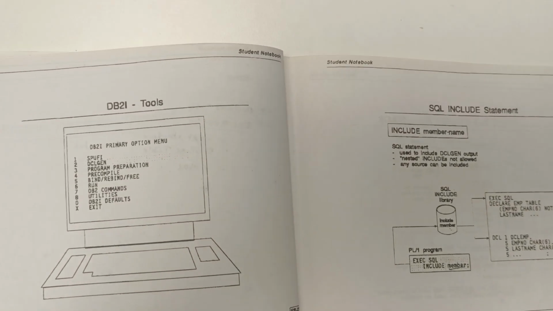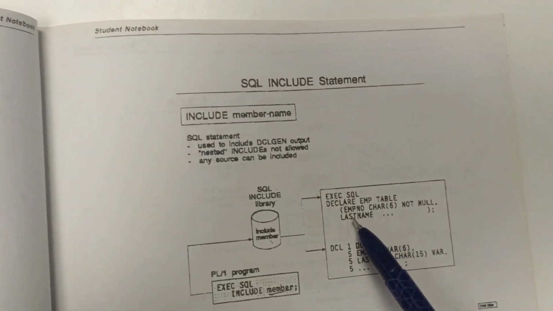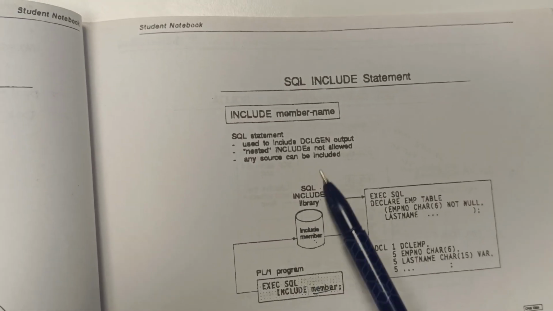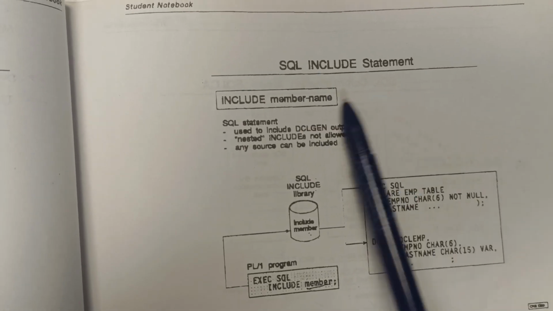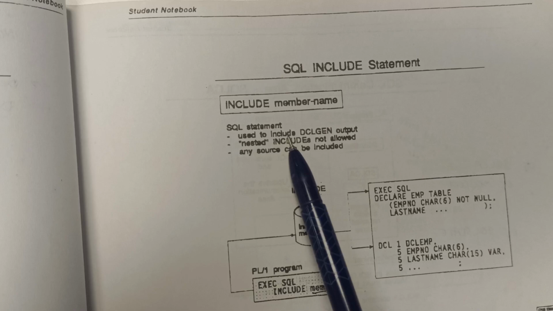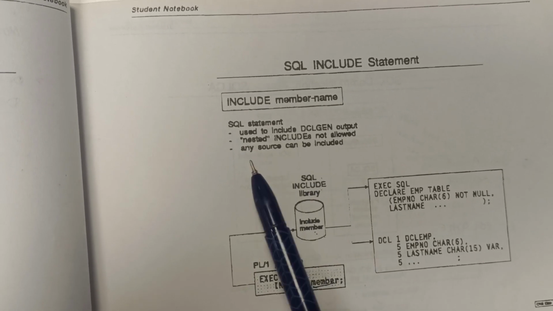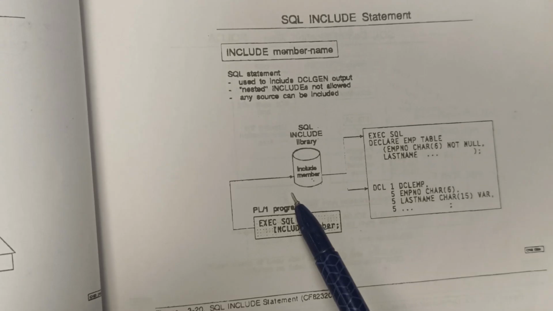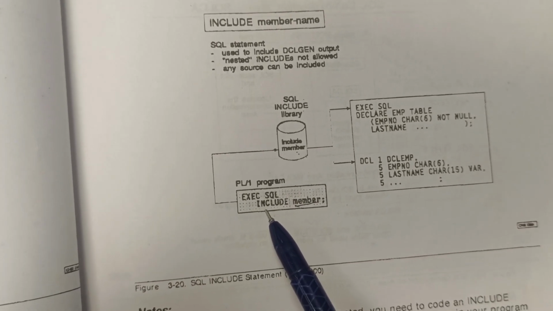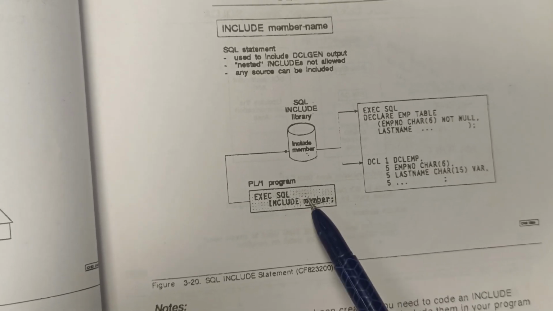Earlier we said that DCLgen creates the include member by using the DB2 catalog table, and you can see this is a structure. What is the include member? It contains, here, the include member name. SQL INCLUDE statement is used to include the DCLgen output, and nested include is not allowed. Any source can be included here. What is an include? Here you can see that to code the include member you have to use EXEC SQL INCLUDE DCLgen member.